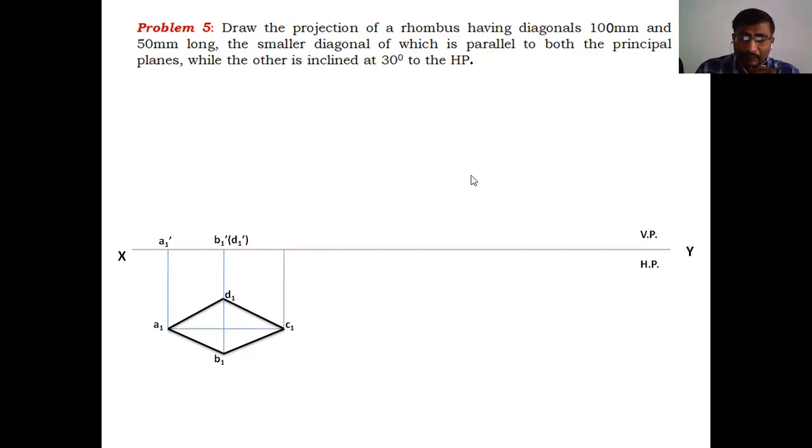Okay, and the next point is C1 dash. This is the front view of C1. Clear? Draw the front view. The front view is a line. A rhombus looks like a line in the front view when its surface is parallel to HP. Clear, students? So A1 dash, B1 dash of D1 dash, and C1 dash are the points on the front view of the rhombus. Front view is a line. It looks like a line. This is the front view.